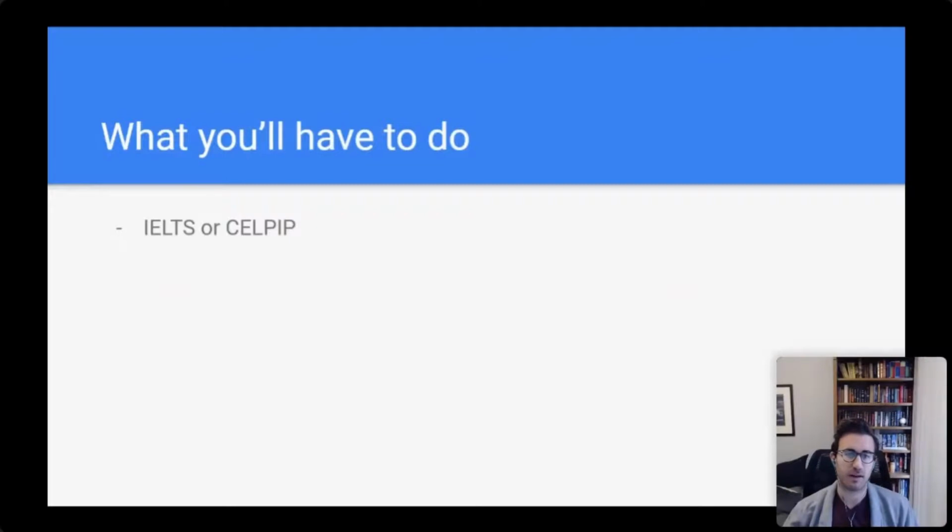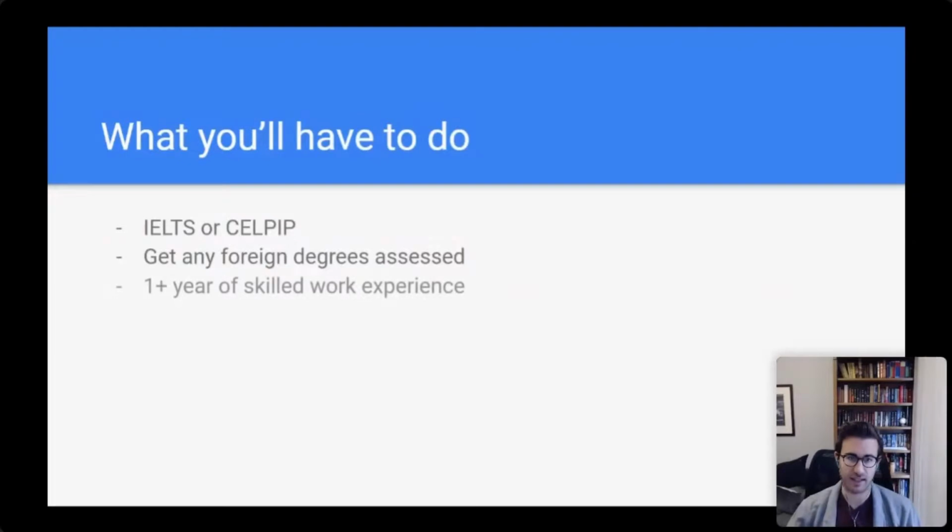When it comes to PR, you're going to have to write a language exam. Either the IELTS or the CELPIP. If your primary language is English, you can also write a French exam if you know how to speak French. You may have to get foreign degrees assessed. This kind of depends on your situation. For example, if you have a bachelor's degree from back home or a master's from back home, you could get bonus points from those degrees, but only if you get them assessed. Canadian degrees, you do not need to get assessed.